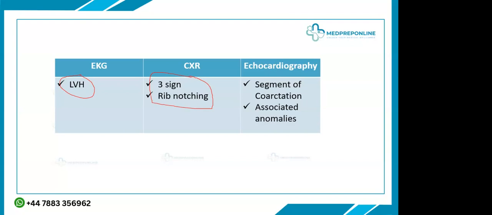Rib notching is because of the collaterals that develop from the intercostal arteries running under the ribs. Due to the development of large collaterals from the intercostal arteries, which are already running under the rib posteriorly, they bypass the obstruction and supply the lower extremities. That will lead to notching of the inferior border of the ribs because of the pressure effects of these enlarged collaterals.